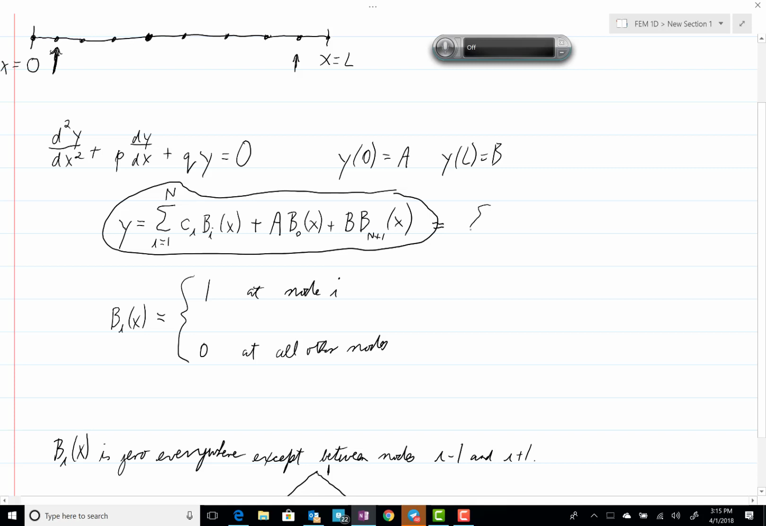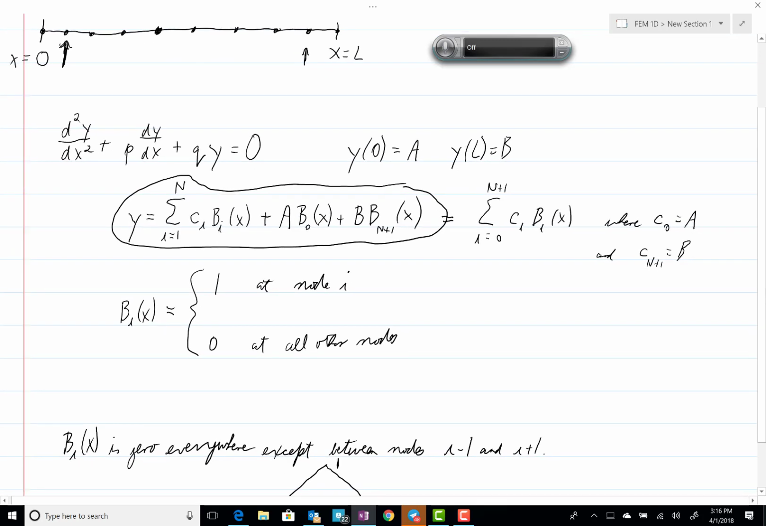Write it as the sum i equals 0 to n plus 1 of c_i b_i of x, where it's known that c_0 is equal to a and c_{n+1} is equal to b. So that's the expression that we will go with for the rest of this discussion. So let's substitute that expression for y into the differential equation, and then we can proceed with this discussion.